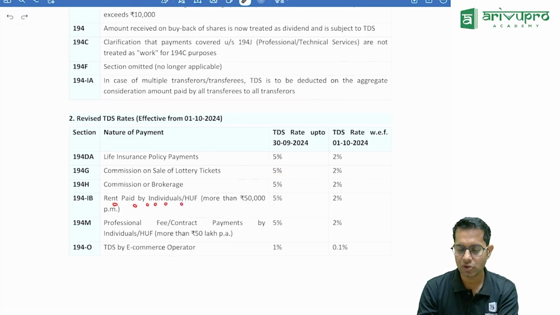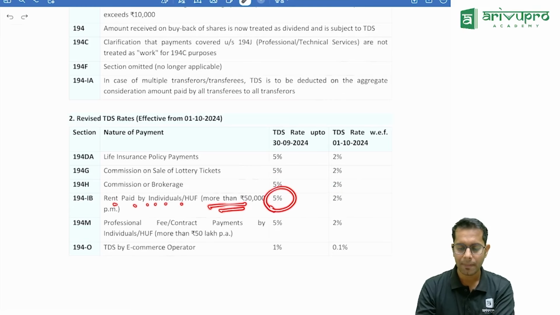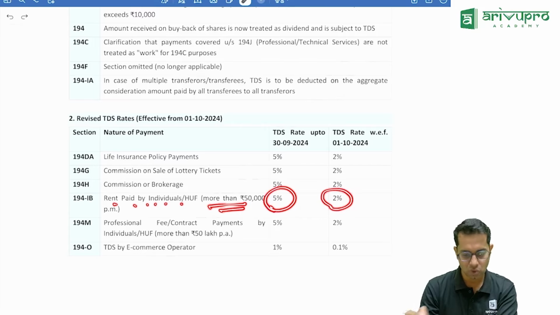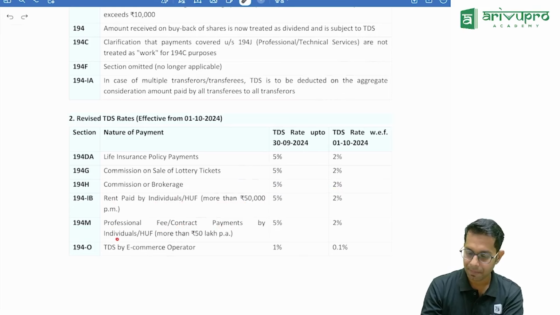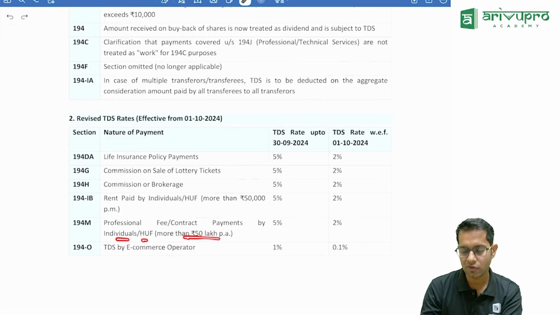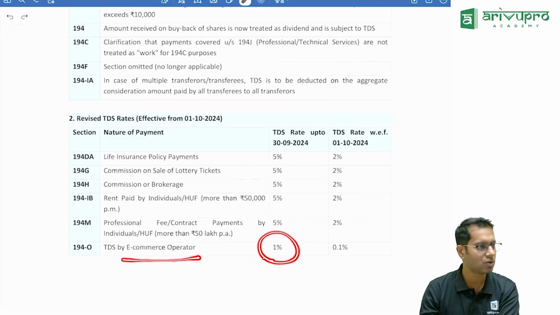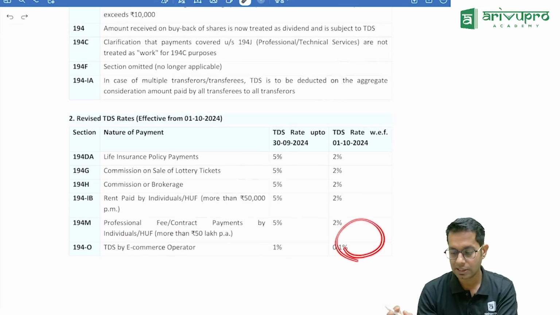Rent paid by an individual, if it is more than 50,000 rupees, you had to pay TDS at 5%. Now it is reduced to 2%. Professional fee or contract paid by an individual or an HUF, if the price is more than 50 lakhs, you had to deduct 5% TDS. Now it is reduced to 2%. And for e-commerce transactions, the TDS rate was 1%. Now it is 0.1%.